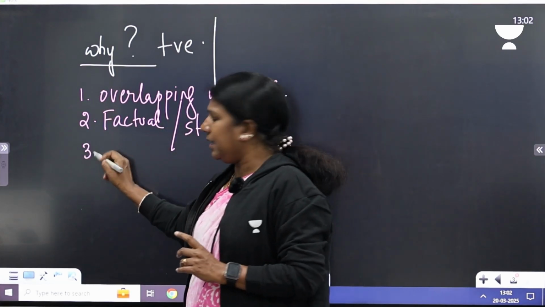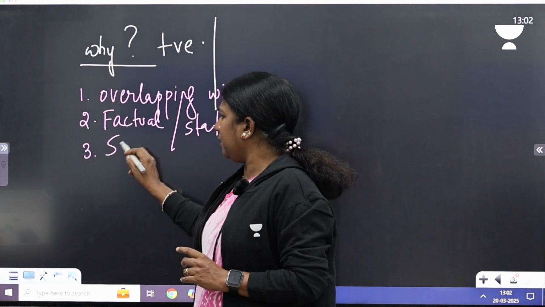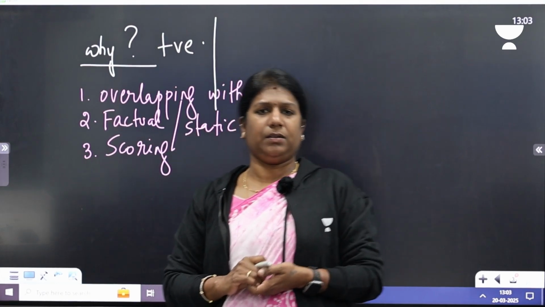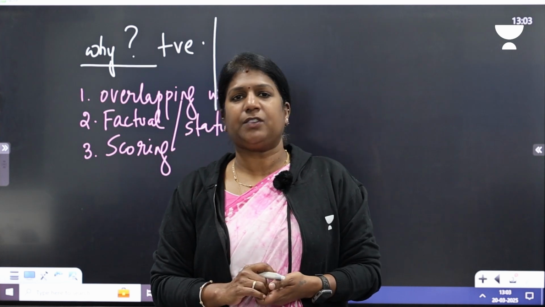Number 2, since it's a factual subject, it is a scoring subject. Of course, it is scoring. How can facts be wrong? If you make it wrong, then the facts would go wrong.